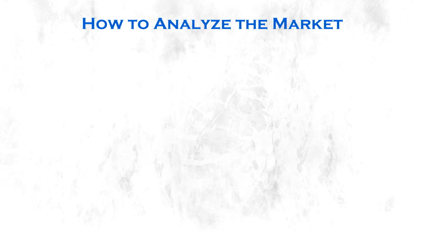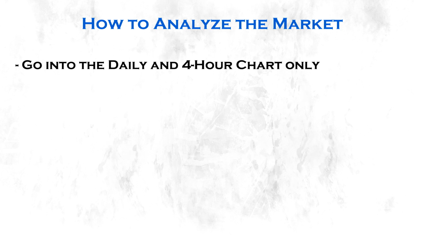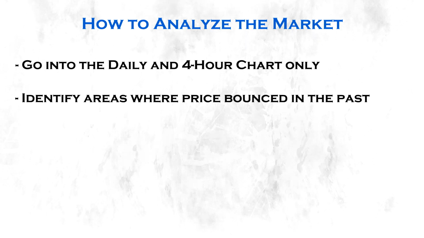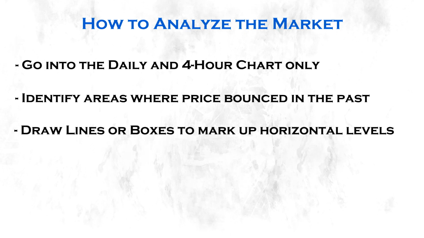And whenever you make your analysis, you simply just go into the daily and 4-hour chart only. All you do is find the areas where price has just interacted or bounced within the past. You can draw lines or you can draw boxes to mark up the horizontal areas of support and resistance. I like to use boxes more often because price sometimes does not respect the price level 100% perfectly. You will see that price sometimes moves just above and below the levels, and that's why I like to draw boxes to mark up the horizontal levels. So I have these zones.